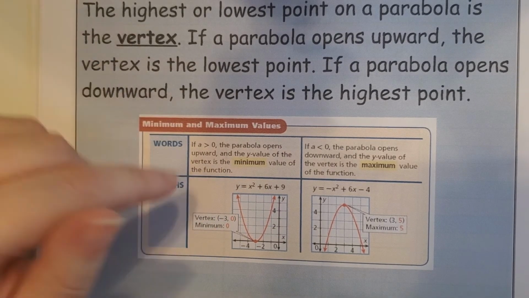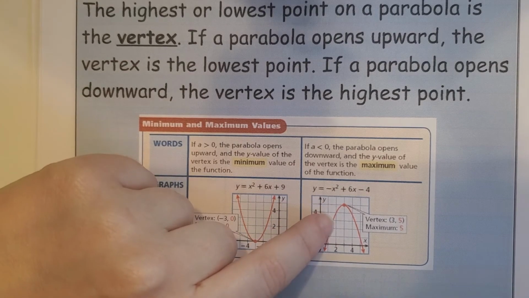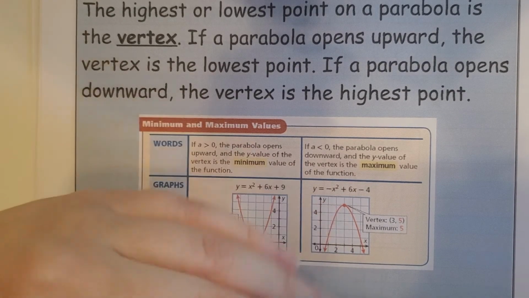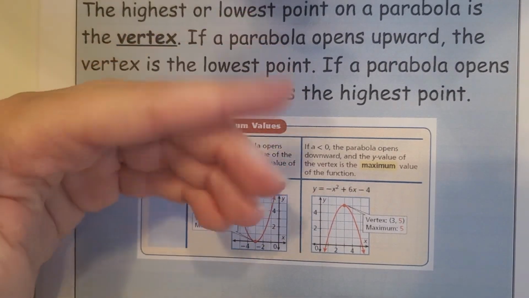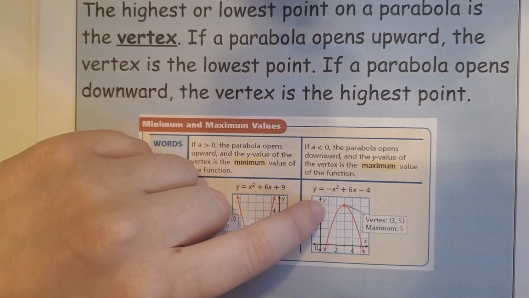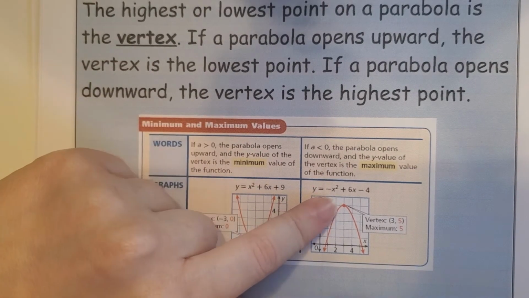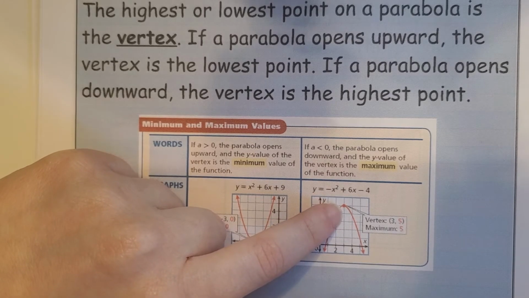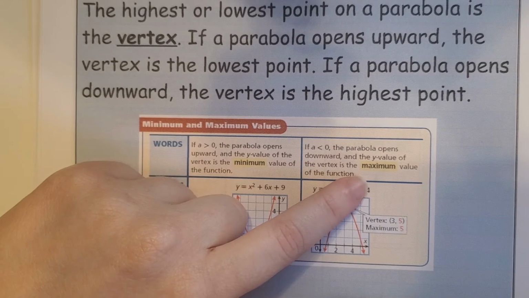It's the smallest. If your parabola is opening down, now it looks like an upside down bowl or maybe like a hill instead. So if you have your hill shape, your vertex is going to be the top of the hill. Now it's the highest point. So the highest point, we call that a maximum.